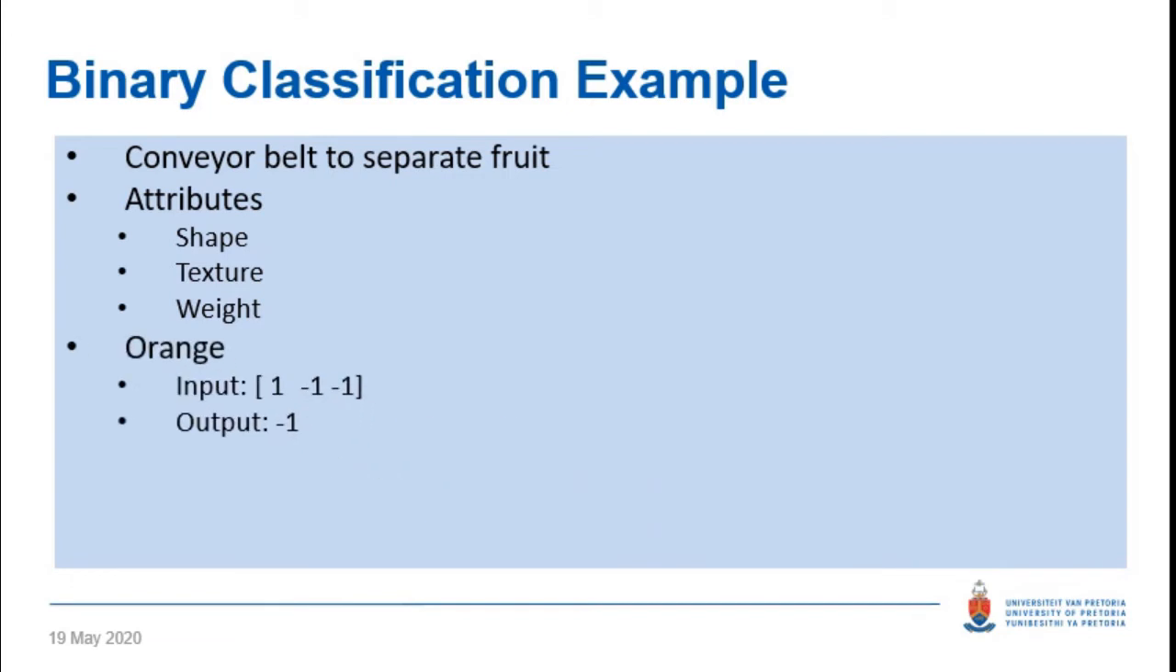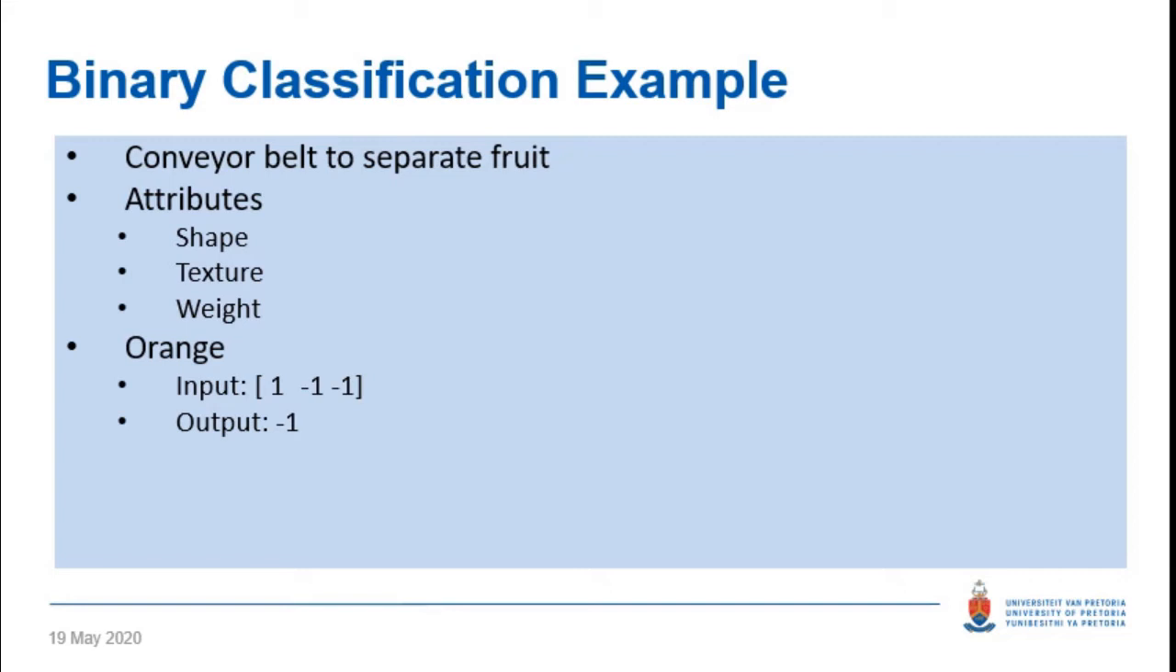If we look at an orange, it is round, so the first attribute value for shape is 1. The texture of the orange is rough, so the second value is -1. And an orange weighs less than 0.5 kgs usually, so the last attribute value is -1.